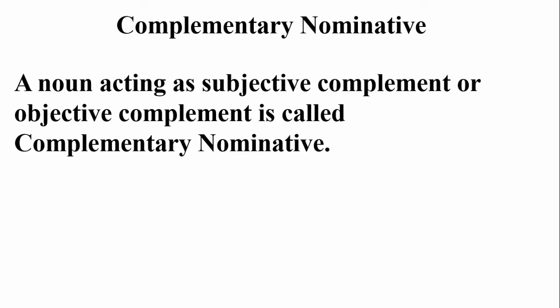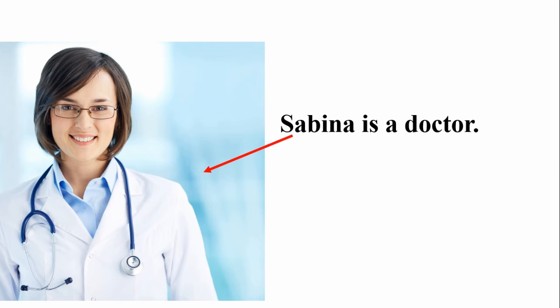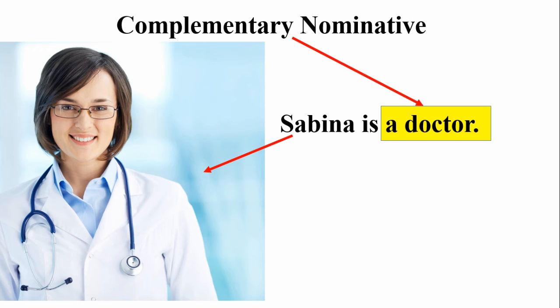Complementary nominative. A noun acting as subjective complement or objective complement is called complementary nominative or complementary case. যখন কোনো noun বা pronoun complementের কাজ করবে তখন আমরা তাকে বলবো complementary nominative বা complementary case. Sabina is a doctor. এখানে a doctor হচ্ছে complement, তাই আমরা বলবো complementary nominative বা complementary case.